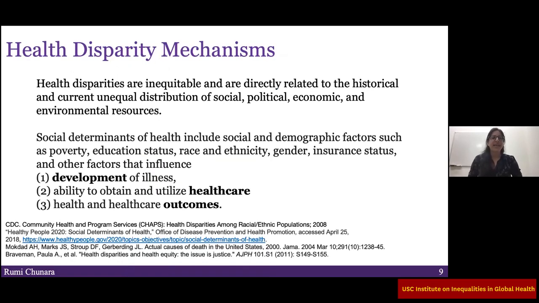Now, why is this the case? Here's where we can start to delve into the health disparities literature, where all of these effects are well studied. And we know that they're directly related to historical and current unequal distribution of social, political, economic, and environmental resources. And these, one can bracket as social determinants, influence health in terms of resulting in disparities, all the way from, first of all, the risk of illness, so development of illness, ability to utilize health care to actually work through those illnesses, and finally, in terms of the actual health and healthcare outcomes, right? So we see disparities all across the board there.